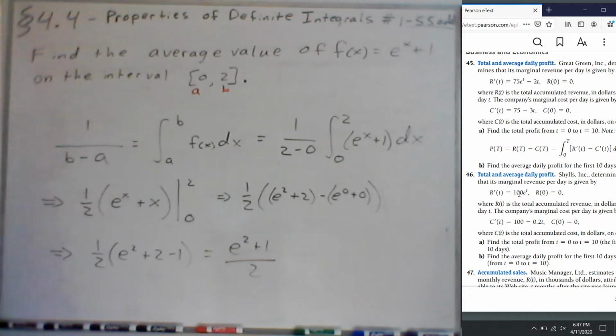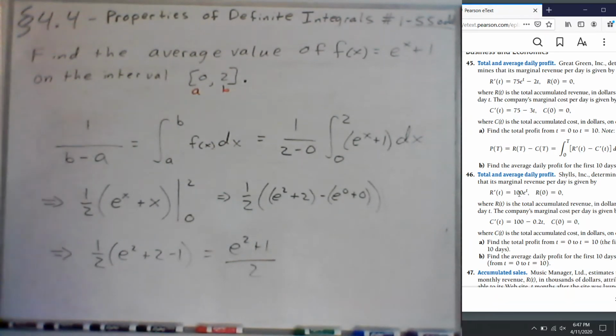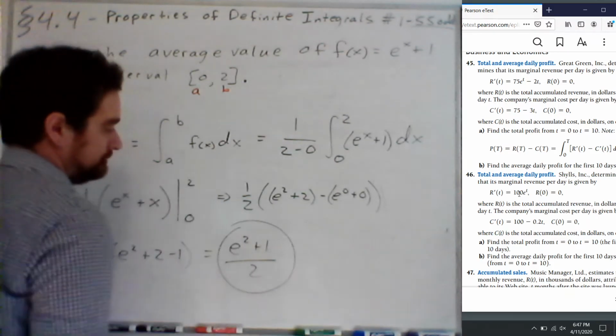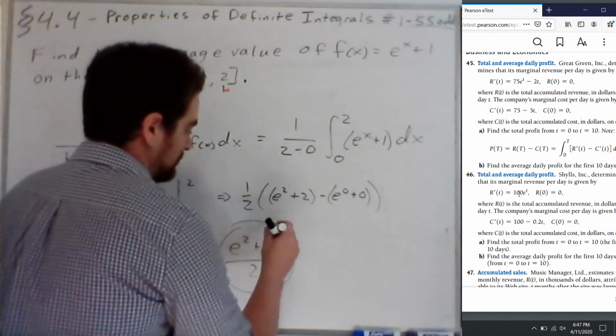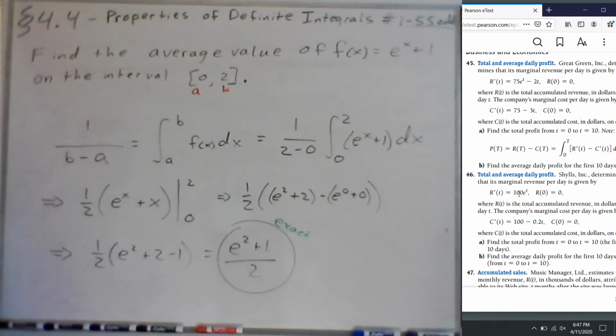Is what it is, and you can plug it in your calculator to get some sort of an approximate value out of it, if you will. Let's do it. Let's do e squared plus 1 divided by 2. Like 4.19 something. So that's the average value that it takes on. But this is the exact answer. So if it's asking for an exact answer, you leave it like this with the e in it.